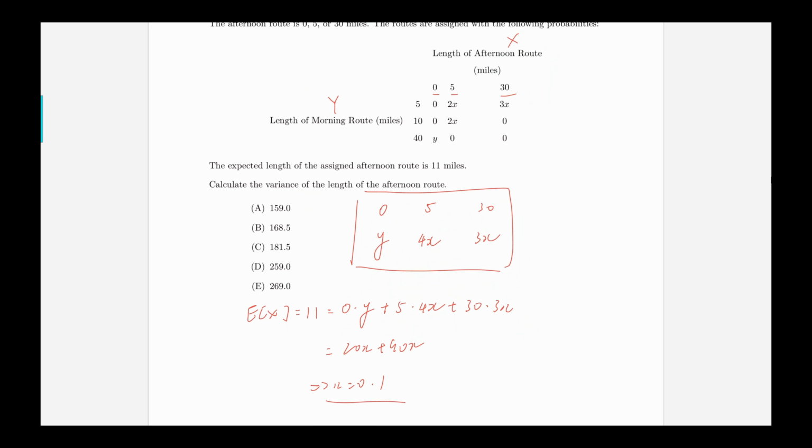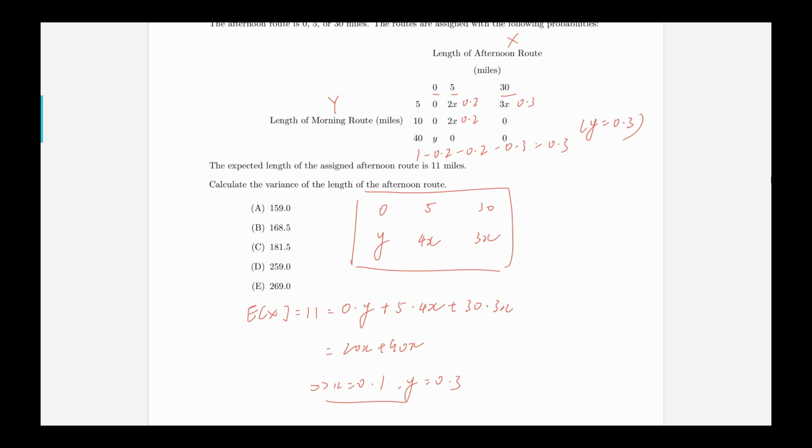So x equals 0.1 means that this is 0.2, 0.2, 0.3. And because the sum of probabilities must add up to 1, y has to be equal to 1 minus 0.2 minus 0.2 minus 0.3, which is exactly 0.3. So y equals 0.3. Maybe I'll also write it here. Very nice. Now we've solved the variables and we understand the details of this joint probability distribution.